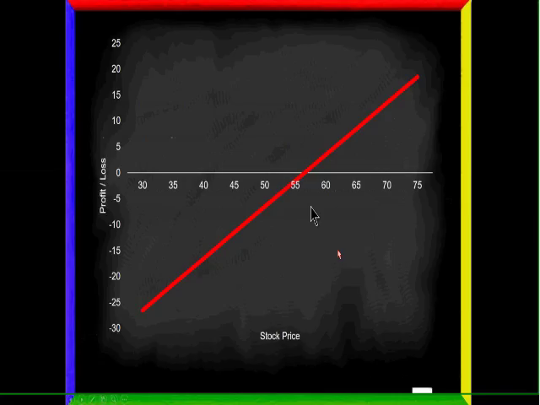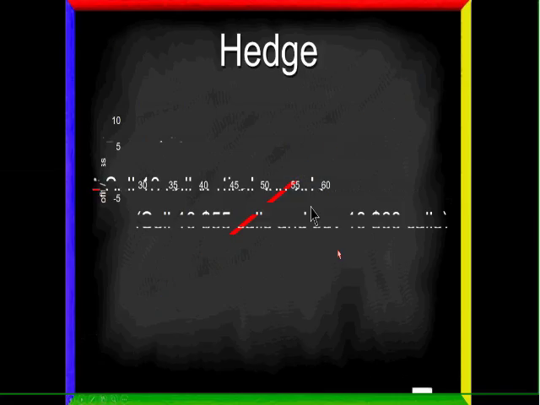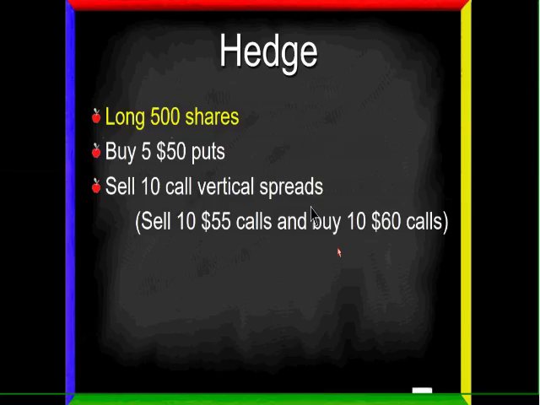So he's already got the long 500 shares in yellow. What did we do? We bought 5 puts to protect it. That's our insurance policy. We've got the right to sell those shares for 50, no matter how low that stock price falls. But now I'm going to sell 10 vertical spreads against that. And you might think that we have some naked positions in here, but you'd be forgetting we've got these 500 shares to cover it.